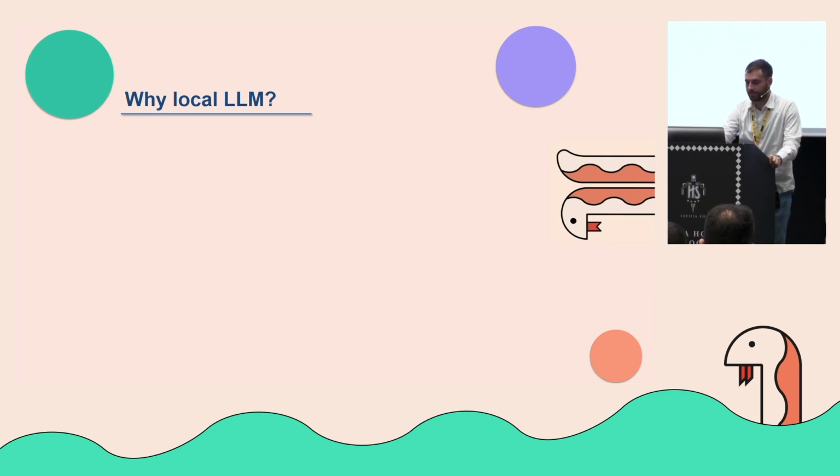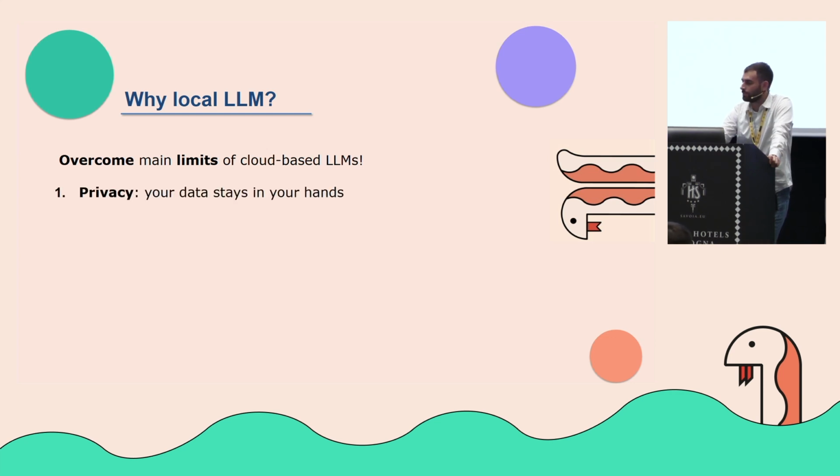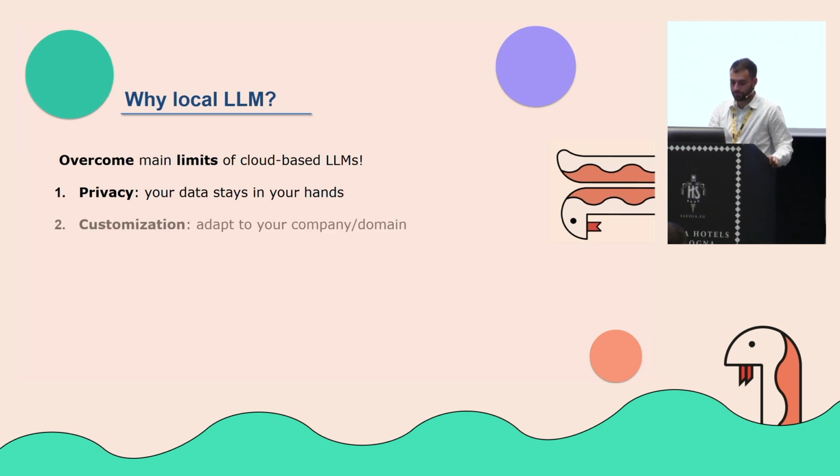So firstly, why do we talk about large language models? Why do we want to use them locally? Well, the main reasons are in order to overcome the main limits of cloud-based LLMs. Firstly, they regard privacy. With local LLMs, data stays in our hands. It never leaves our laptop, our environment, our machine.